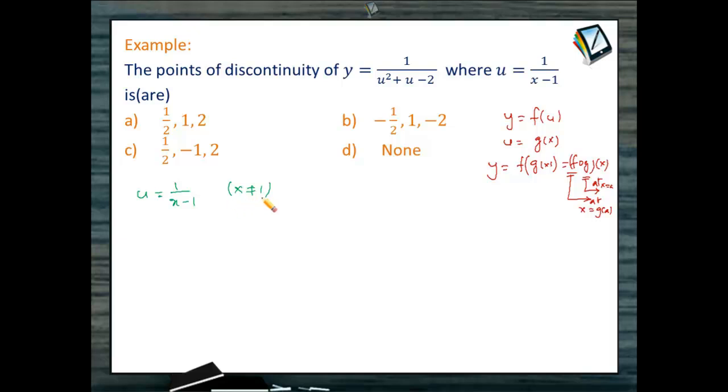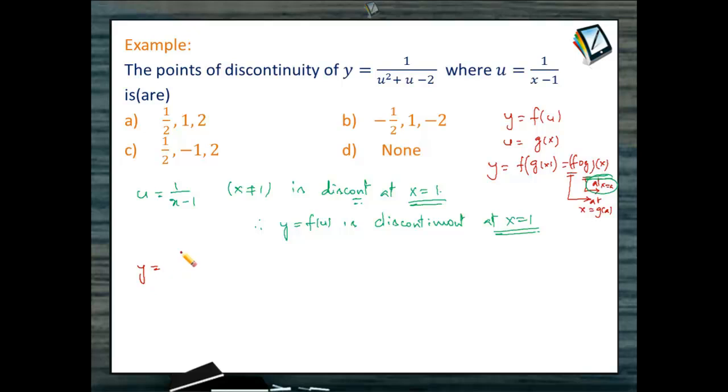When the function is not defined at x equal to 1, shall I say it is obviously discontinuous at x equal to 1. So u is discontinuous at x equal to 1. The inner function itself is discontinuous at x equal to 1. Therefore, the y function, which is f of u, is discontinuous at x equal to 1. This is already an observed point of discontinuity, right? Now let's further proceed. Not only at x equal to a should it be continuous, it should also be continuous at g of a. So let us first verify where this function y becomes discontinuous.